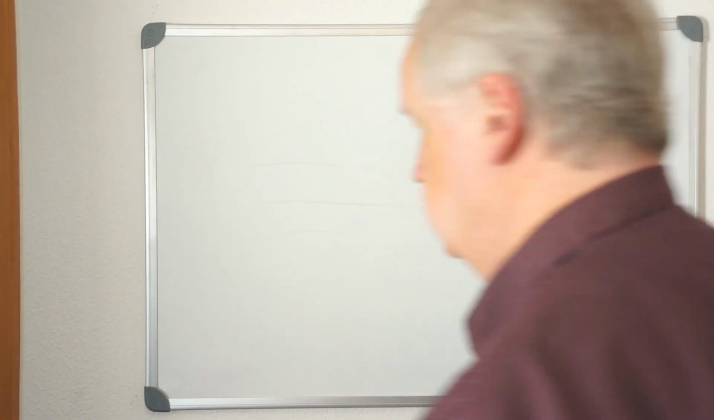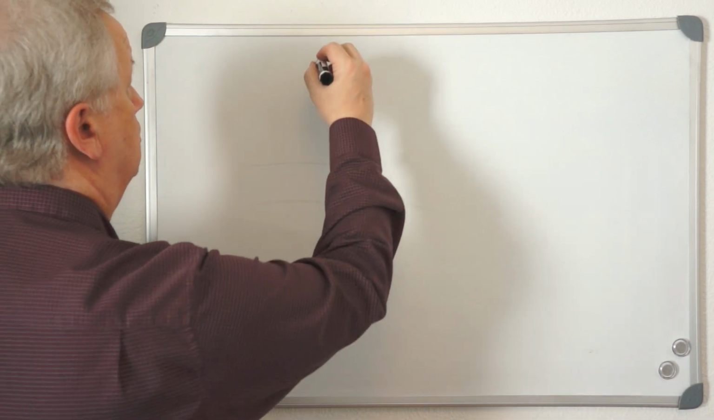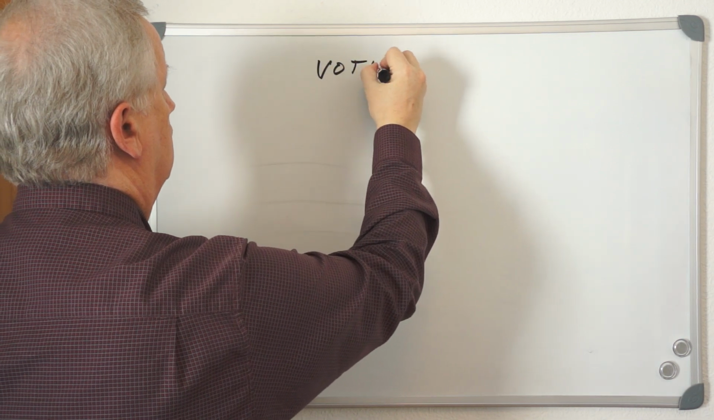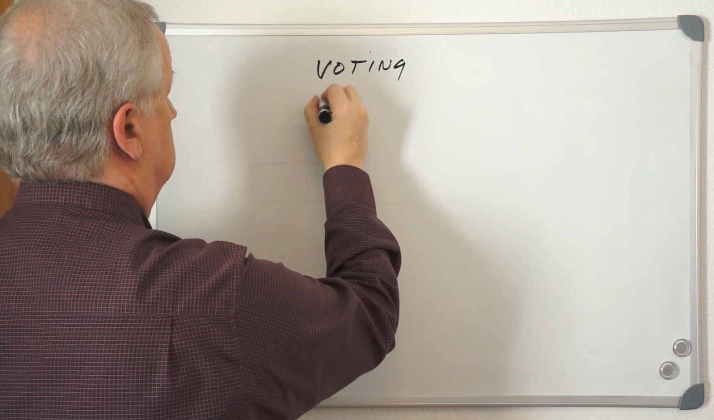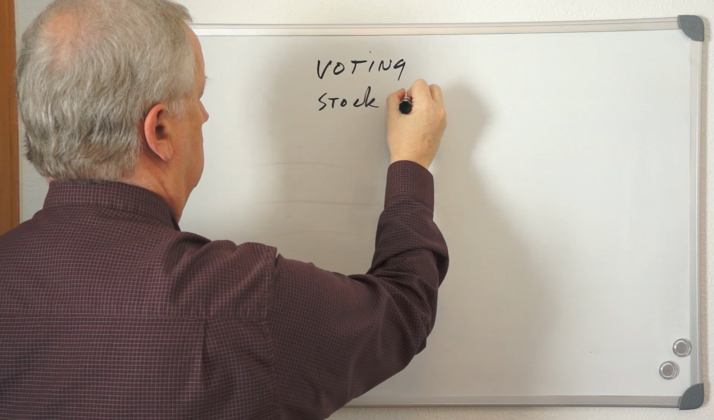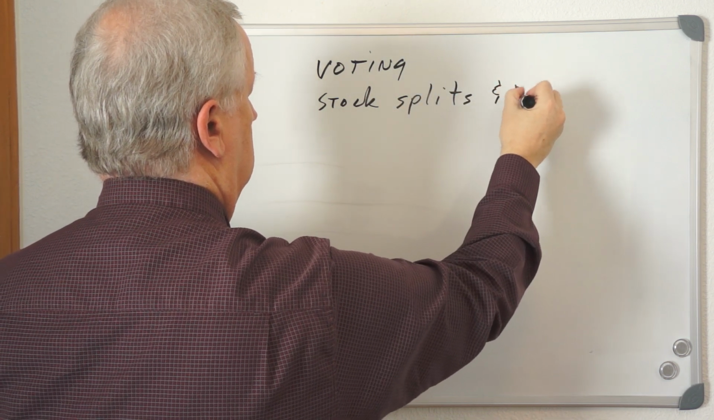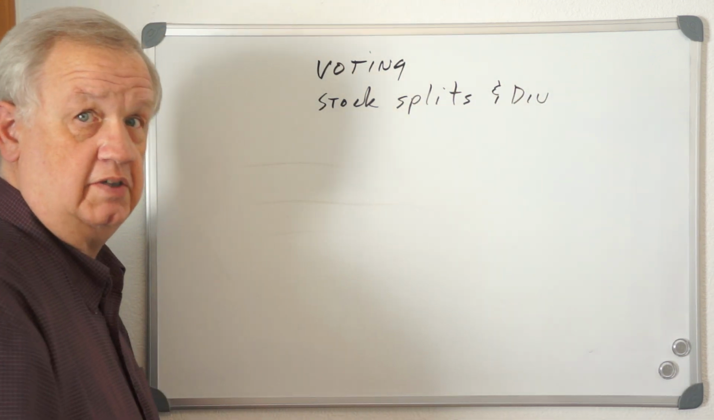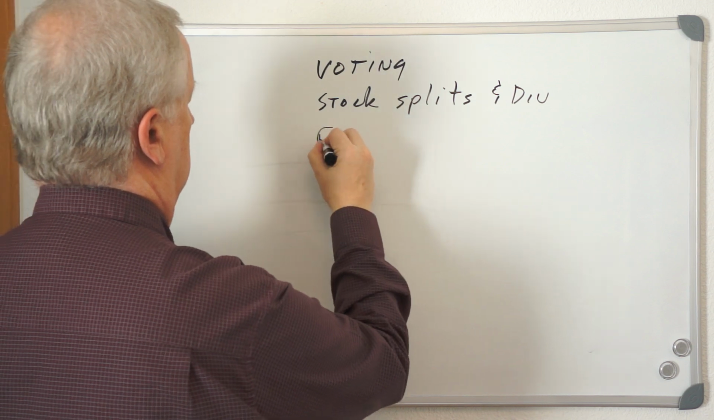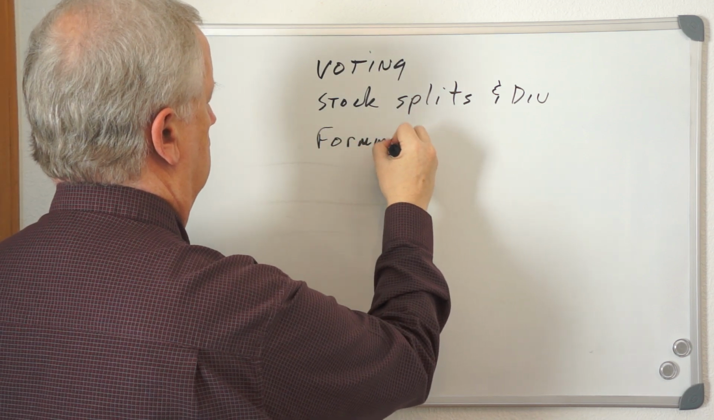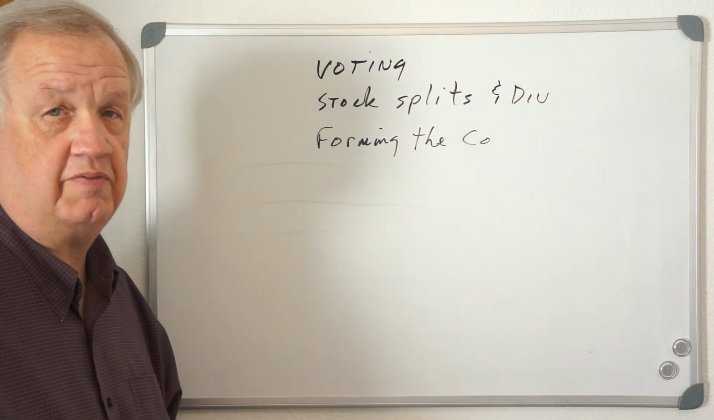Okay, everyone. This session is going to be on common stock: voting rights, stock splits and dividends, and forming the company. That's what we have to talk about.